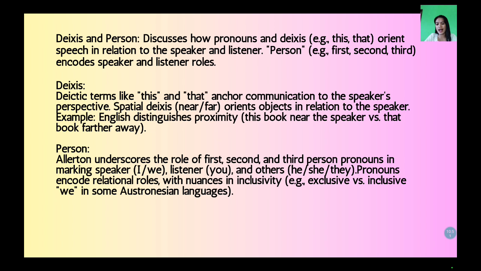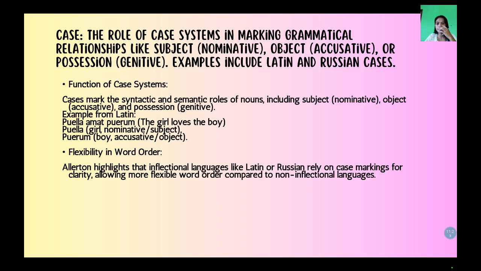Allerton underscores the role of first, second and third person pronouns. In marking the speaker it is I or we, the listener is you, and others are he, she, they. Pronouns encode relational roles with nuances in inclusivity. Example, exclusive versus inclusive we in some Austronesian languages.